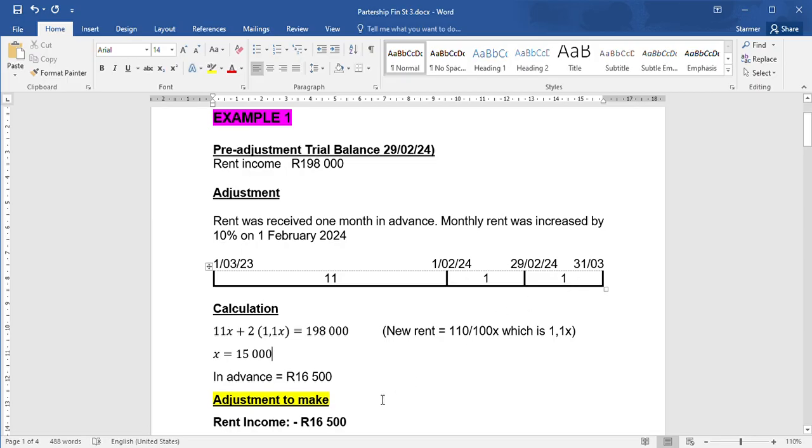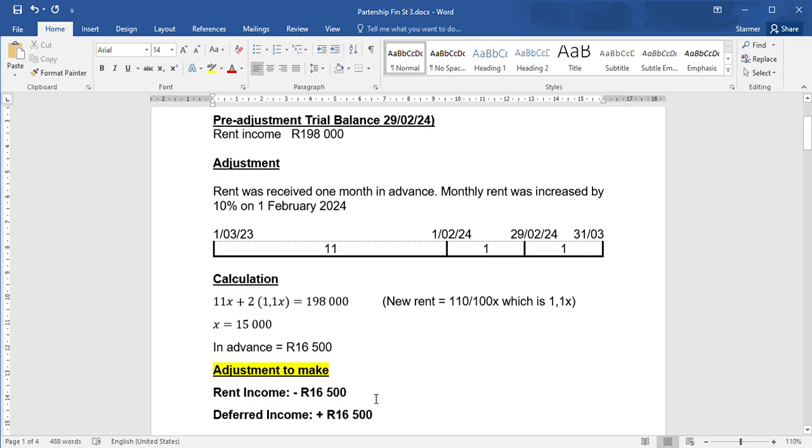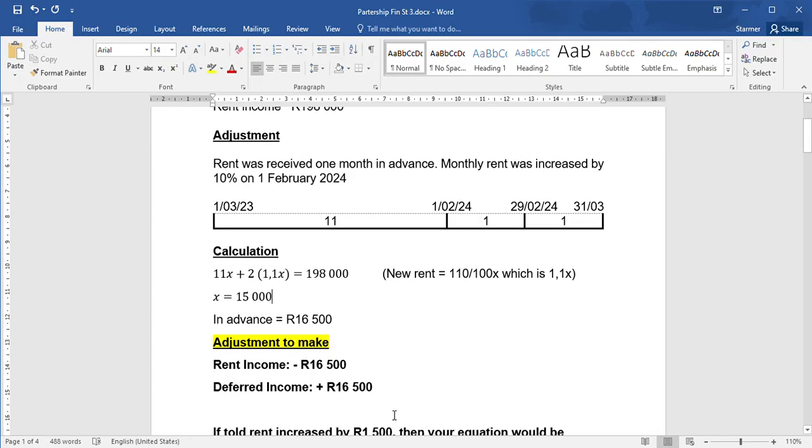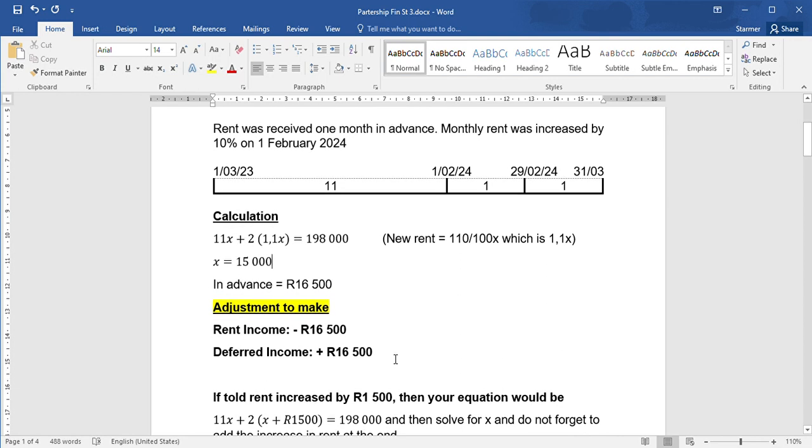So if you take 10% of 15,000, that gives you 1,500. Add it on, you get 16,500. Now the question we need to ask, have I received too much or too little? Obviously here we received for 13, so it's too much. So you're going to need to decrease rent by 16,500, and rent received in advance is an income received in advance, which is deferred income.